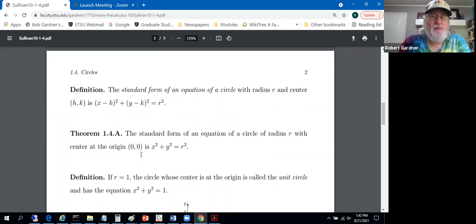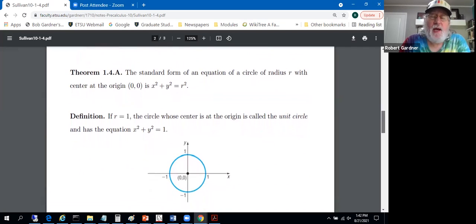If the center happens to be 0, 0, let's call special attention to that case. The standard form of an equation of a circle of radius r with center at 0, 0 is x squared plus y squared equals r squared, h and k both being 0 and disappearing. So a little observation there.